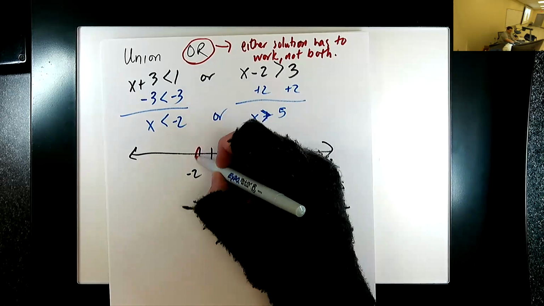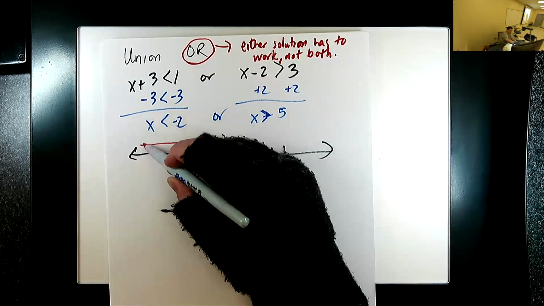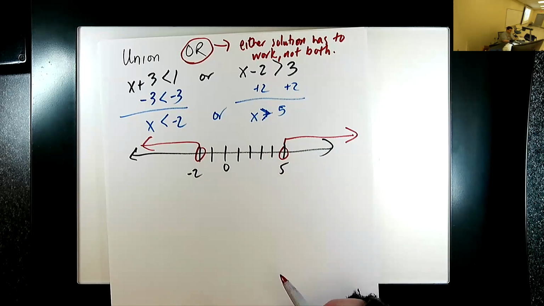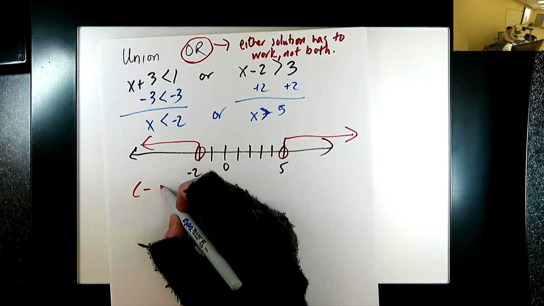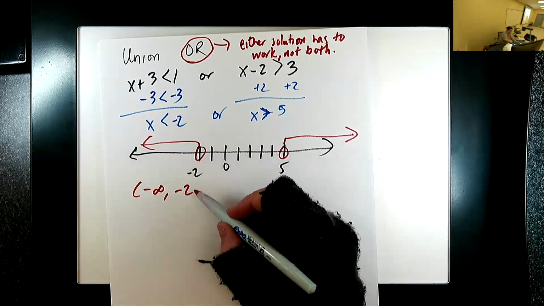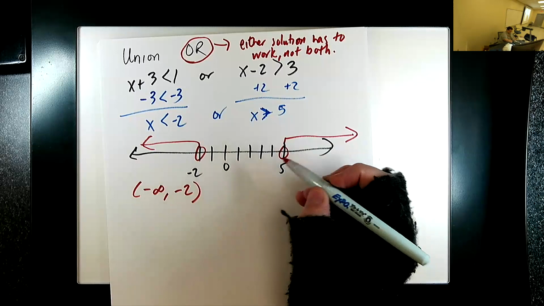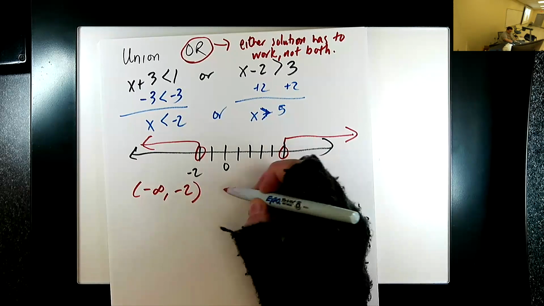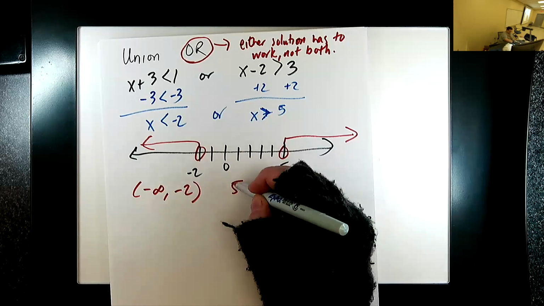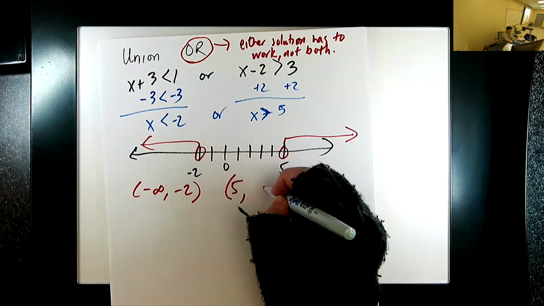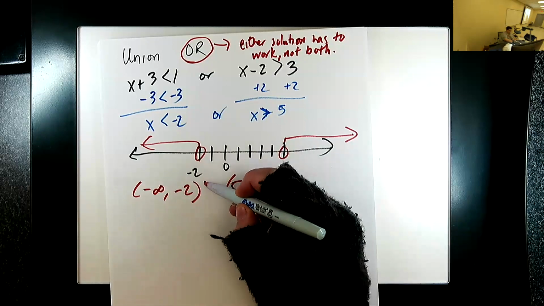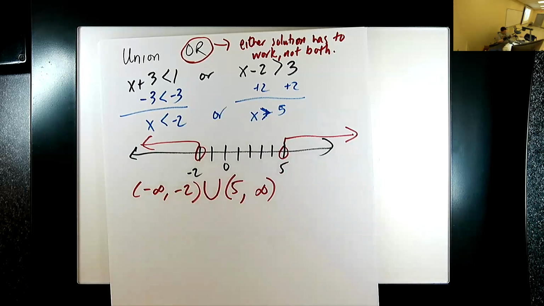So less than -2 is this direction. Greater than 5 is this direction. It starts at -infinity and goes up to -2 because we're including anywhere with the red line. And I do parentheses because we're not including -2. Then we have a gap and we restart at 5, which we don't include, so a parenthesis and infinity. And since we have 2 regions, we're going to use our union sign.